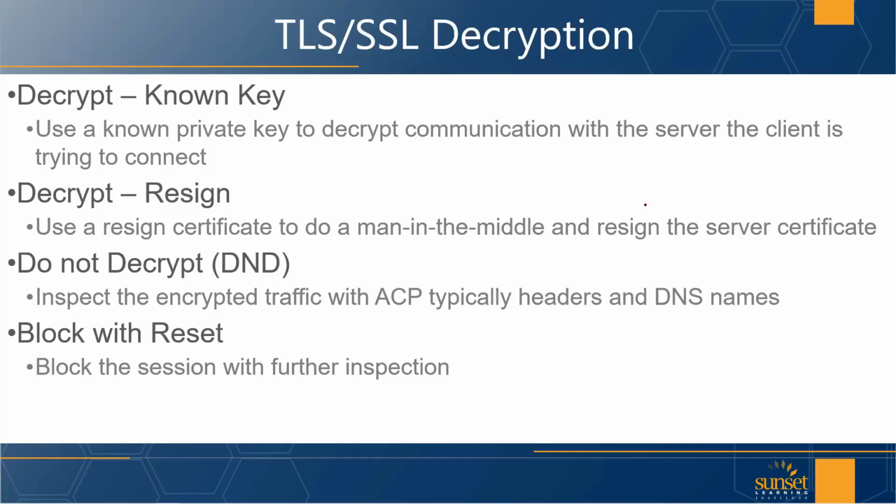We can do this if we want to protect some of our outbound traffic. We can do a decrypt and re-sign, so we'll re-sign with our own certificate. So we actually act as a proxy. We could do a do not decrypt, which we will then basically inspect on what we can see in the headers, if they don't have encrypted DNS names, where we can look at the headers, and that's about it. Or if we don't want to inspect it, block with reset, so we can block and reset that TLS connection.